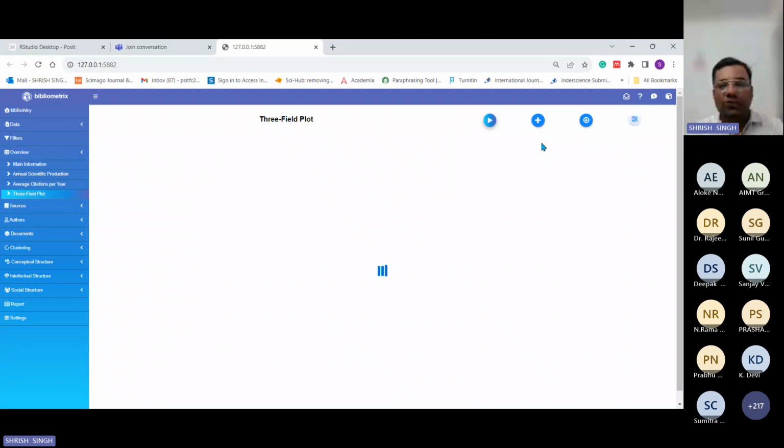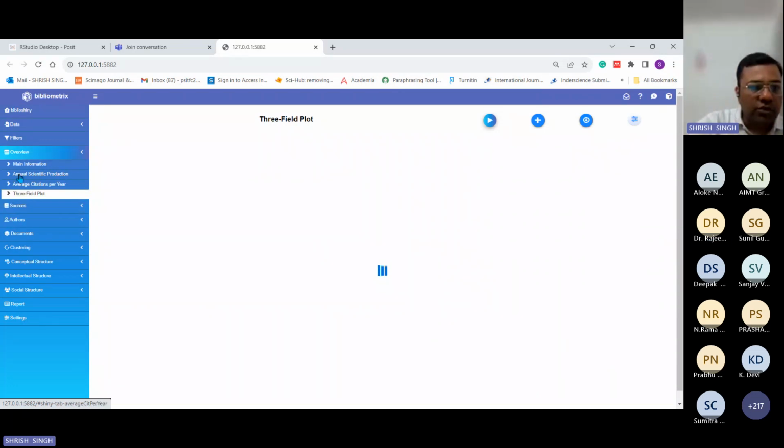So three field plot is what? It is just showing the relationship between the three different areas, and you can just put all the three different areas in one single graph. So that is three field plot, and most of the time this is going to be very attractive whenever you are reporting this thing in your research paper, right? So this is three field plot.